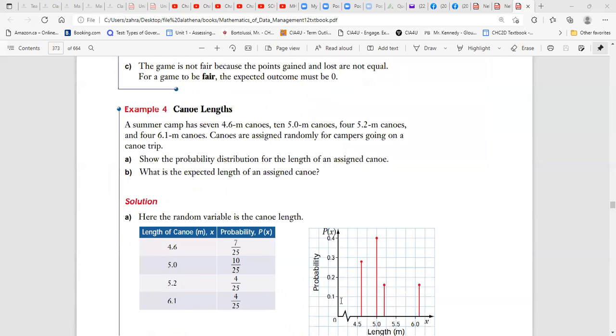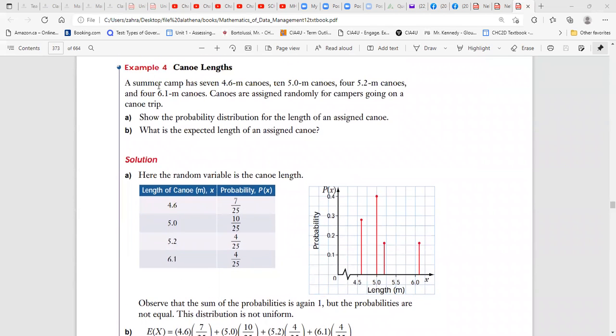Here is another example. At a summer camp, you have 10 candles of 5 meters, so you have 10 of those. You have 4 of the 5.2-meter candles, and you have 4 of this other size. You have 7 here, and 7, 10, 4, 4 total 25. So the chance that you choose this one is 7 over 25. The chance you choose this one is 10 over 25, 4 over 25, and 4 over 25.